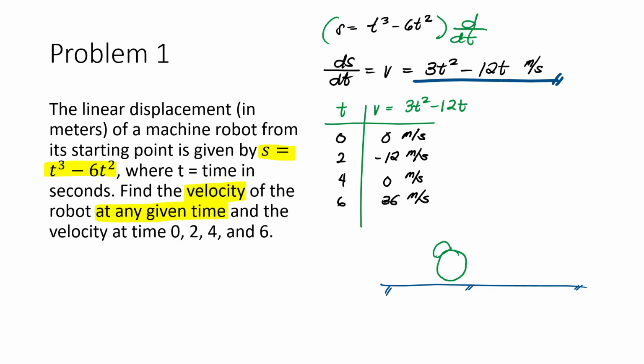Ayan, pagpasensya nyo na yung drawing ko, no? So, kunwari yan si R2D2. Ayan. So, at time 0, hindi siya gumagalaw. Nandito lang siya. No? This is at time 0. Okay? At time 2, no? At time 2, natagpuan na gumagalaw siya negative 12 meters per second na velocity.